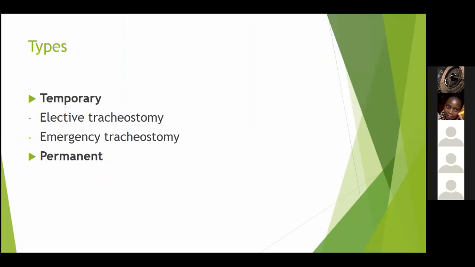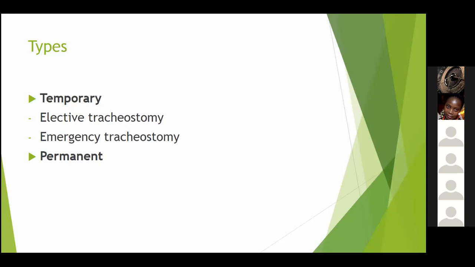So for tracheostomy, it can be a temporary tracheostomy or it can be a permanent one. Permanent tracheostomy means this is a lifelong stoma that someone has to have. Usually those are patients who have had, for example, laryngeal cancer, and they have a total laryngectomy. That means the whole of their larynx is taken out. So they form a stoma to the outside. They breathe through that stoma, and it's going to be for the rest of their life. That's a permanent one.